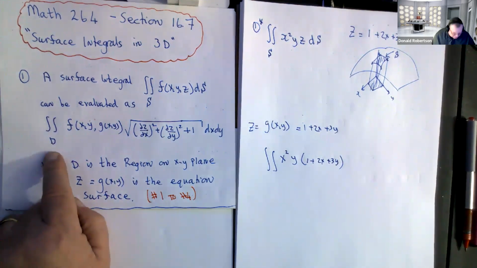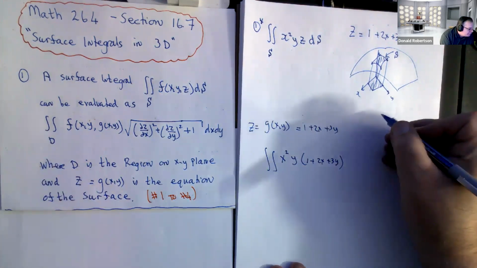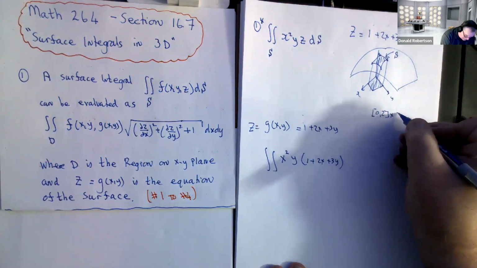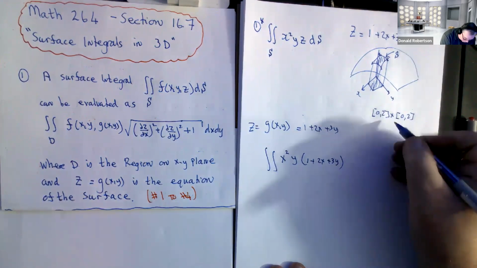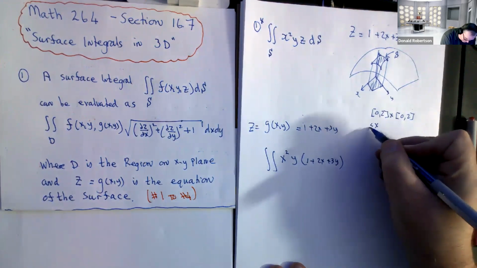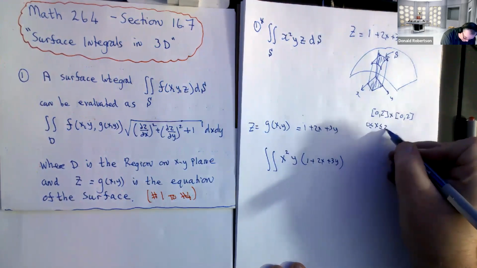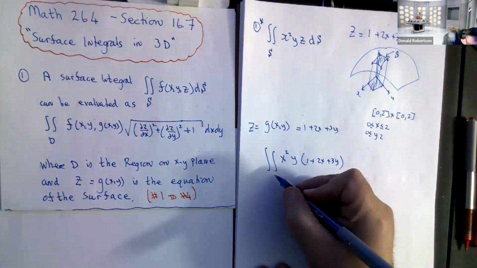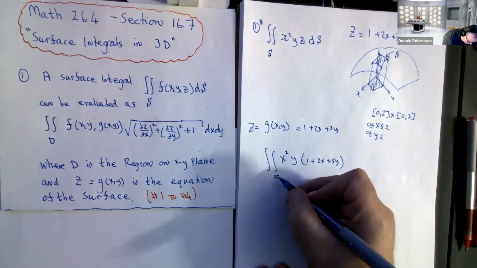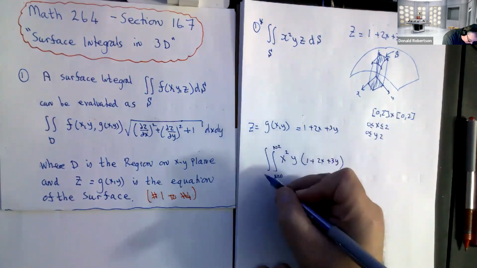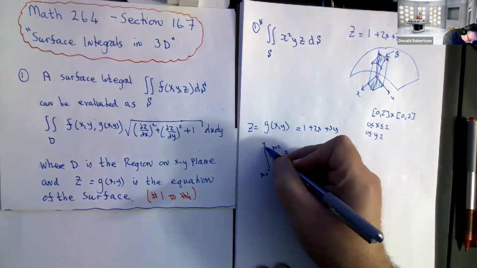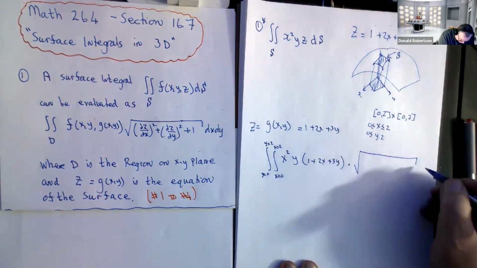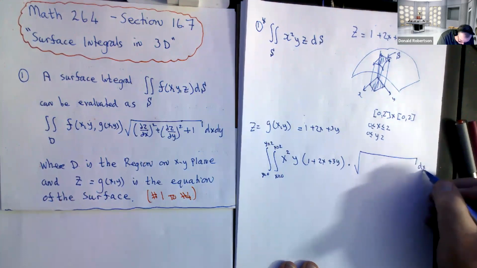Now, what does the region D look like? Well, they tell us in this question that it's basically a rectangle, and it's written in this way, which we all know basically means that x, because x goes first, is between 0 and 2, and that y goes also from 0 to 2. So I know that this integral is going to be x equals 0 to 2, y equals 0 to 2, times the square root, and we're going to go dx dy.